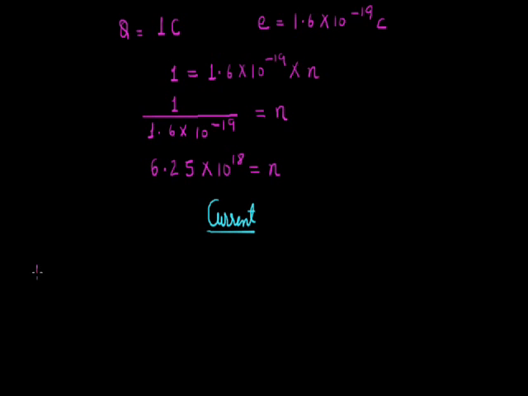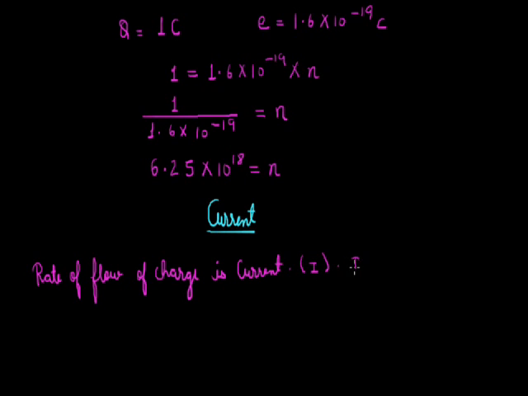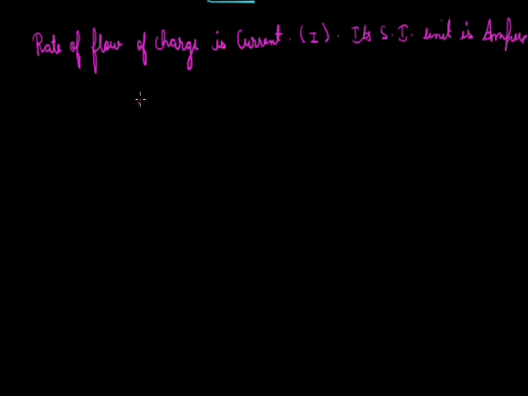It is defined as the rate of flow of charge, is current, and it is commonly denoted by I. Its SI unit in which it is measured is ampere. So we can say that I is equal to charge divided by time.